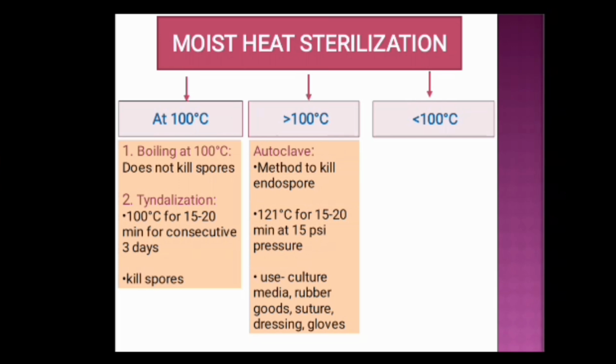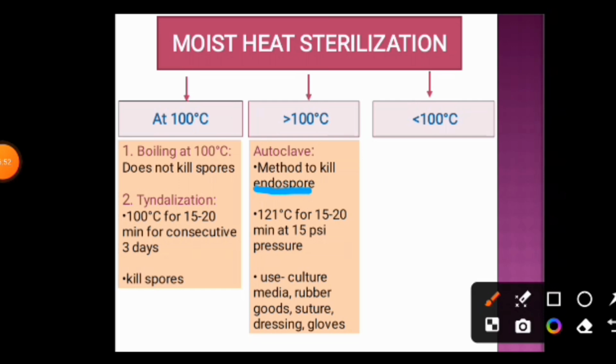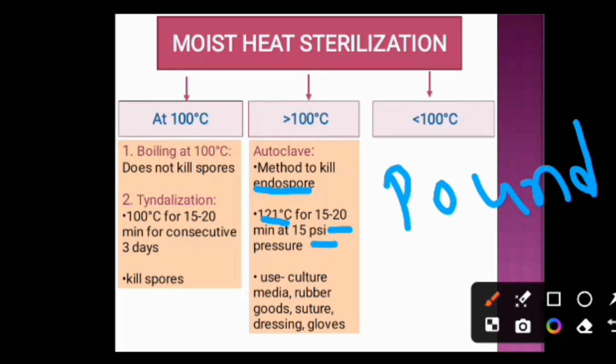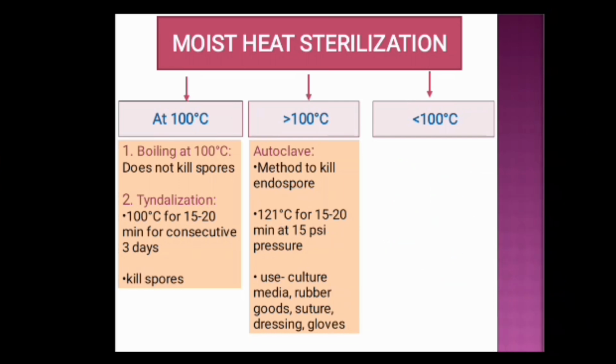This autoclave is the surest method to kill the endospore. The temperature is 121 degrees centigrade for 15 to 20 minutes at 15 psi pressure. This psi stands for pound per square inch. So that is 121 degrees centigrade for 15 to 20 minutes at 15 pound per square inch pressure.